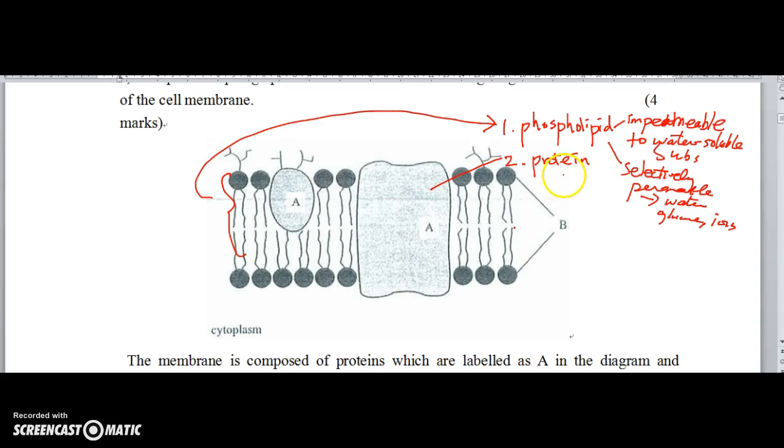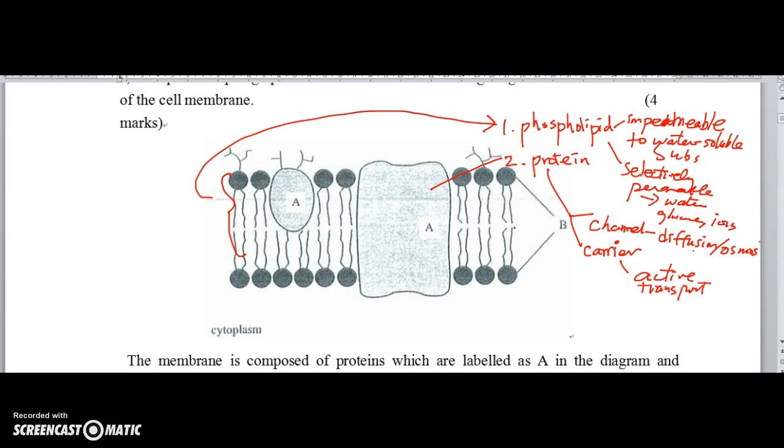And of course, due to that, the protein molecule will provide channels for them. So it has two functions. Number one, it acts as a channel protein, and the other one acts as a carrier protein. The channel protein allows diffusion and osmosis to occur. And the carrier protein allows active transport to occur across the cell membrane.